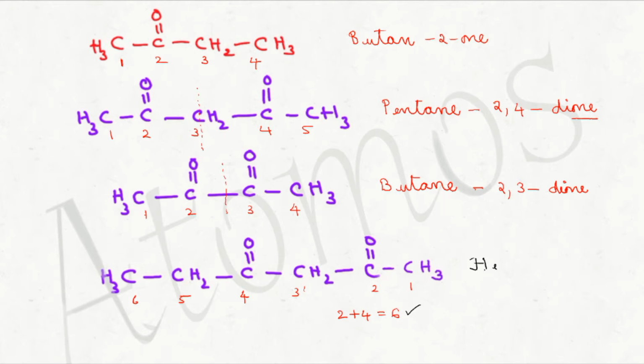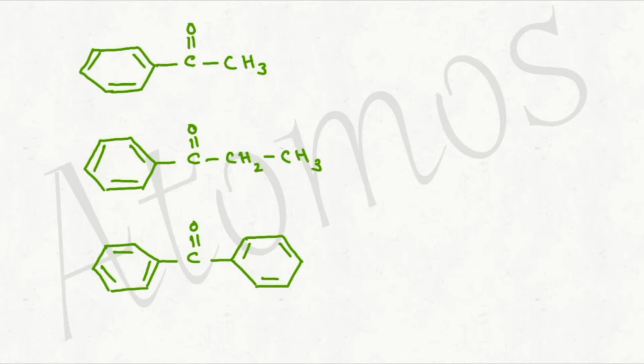So this is a hexane, right? Now specify the position of the keto group. It is attached to the second and fourth position. Hexane-2,4-dione. That will be the name of the compound. It's easy.